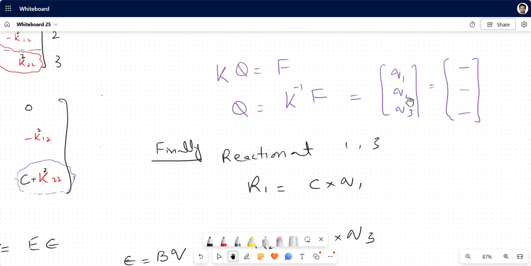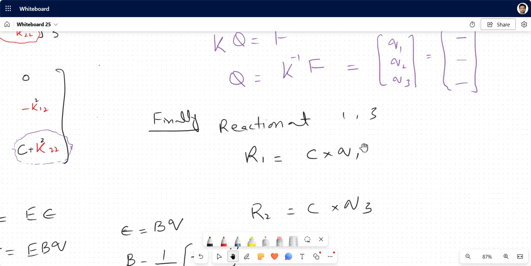And finally, once you have the nodal displacements, you will multiply the nodal displacement with the C value that you got earlier to get the reaction. So stiffness multiplied by displacement will give you a force, that is actually the reactions at end 1 as well as at end 3.